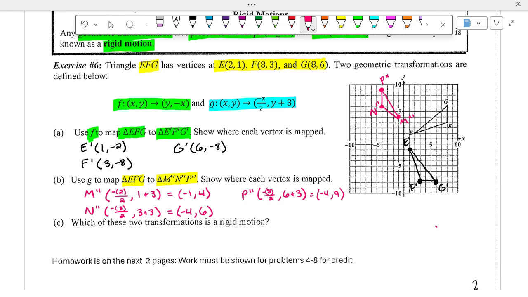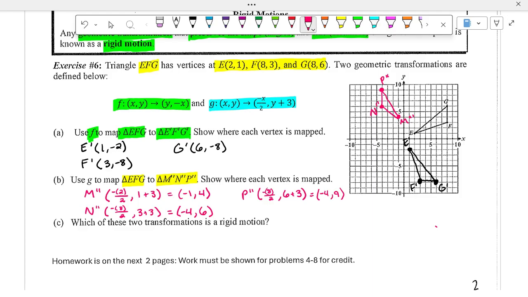Now, the last question is, look at the figures that we just graphed. The black one and the purple one. Which of those figures was a rigid motion? Meaning that it's congruent to the original figure. So same size, same shape. Take a minute, think about it. When I tell you, thumbs up if you think it's the black figure. Thumbs down if you think it's the pink figure. That's the rigid motion. Think about it.